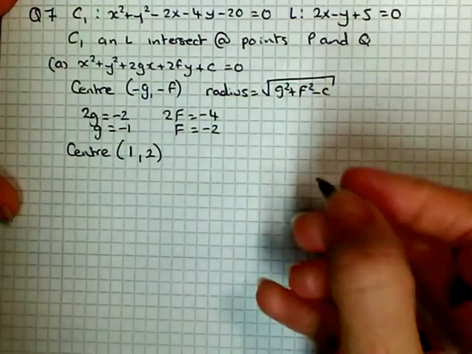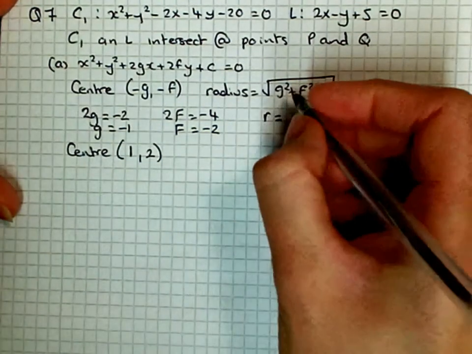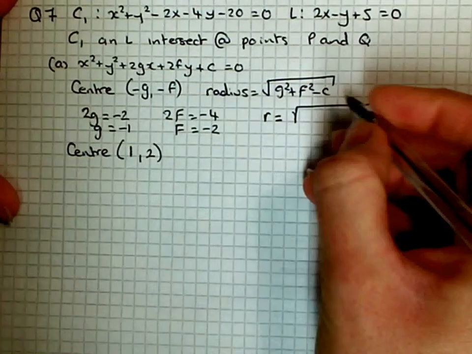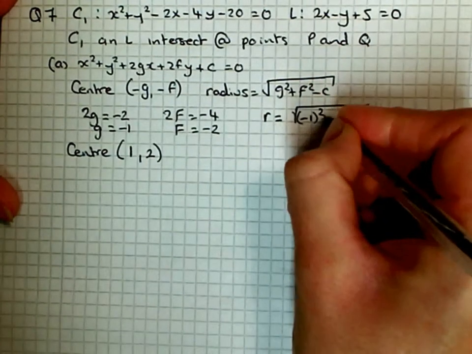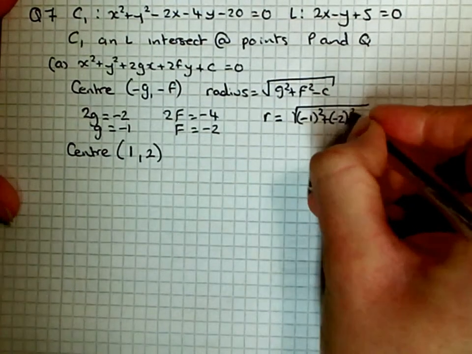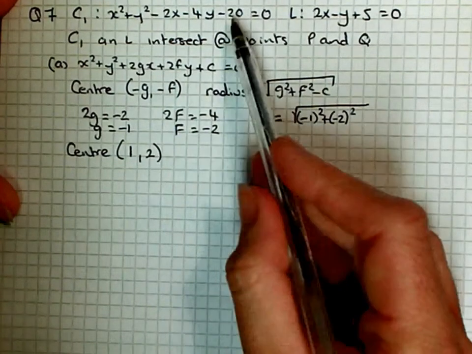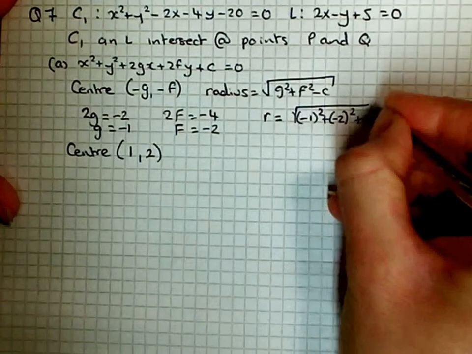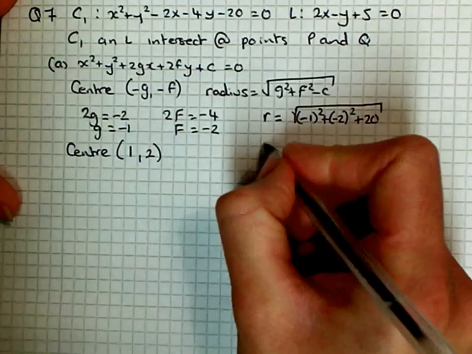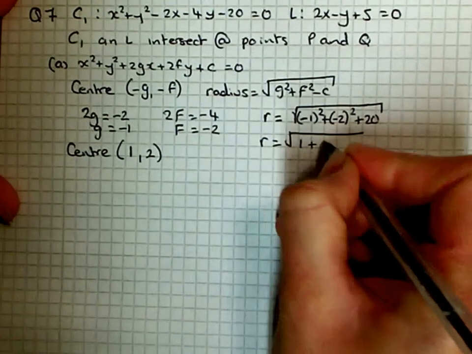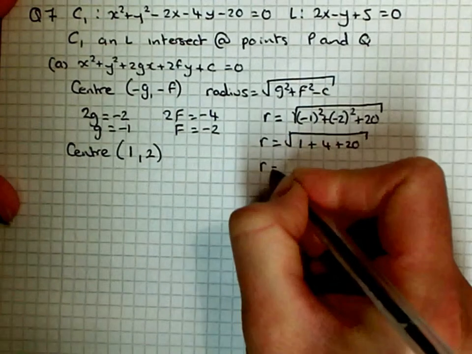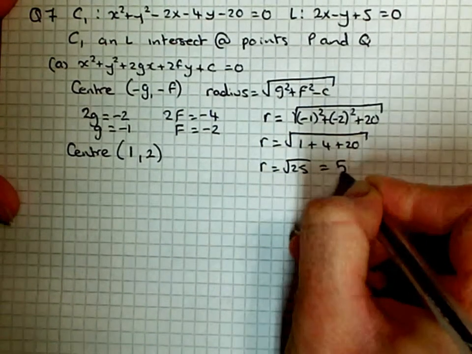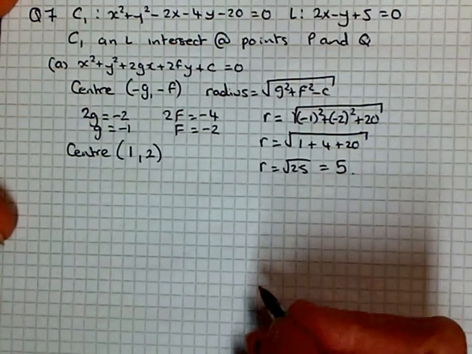Now the radius is equal to the square root of the value that we got for g, which is minus 1 squared, plus the value for f, minus 2 squared, and minus c. We know that c is minus 20, so minus c is plus 20. So the radius is equal to the square root of 1 plus 4 plus 20, which is the square root of 25, which is equal to 5.